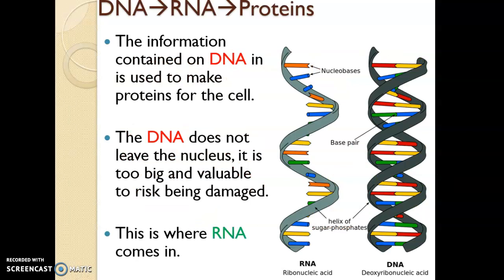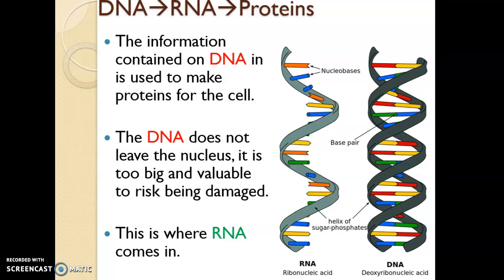So you've learned earlier this year that the nucleus controls everything that happens inside of the cell. That's because inside of the nucleus is our DNA. DNA contains the information that is needed to build proteins. It's kind of like the recipe, or instructions, that your cell uses to build these proteins. The problem is that DNA normally doesn't leave the nucleus. It's too big, too valuable to risk being damaged, so instead it's going to stay inside of the nucleus. This is where RNA comes in.